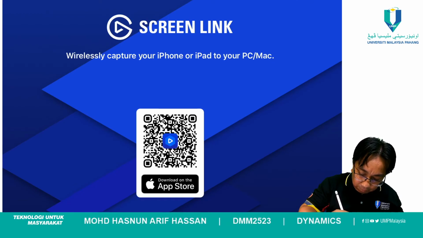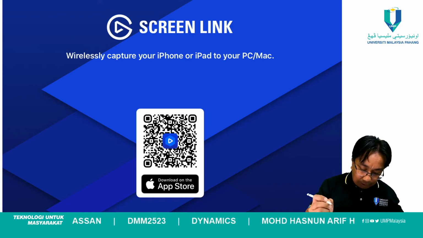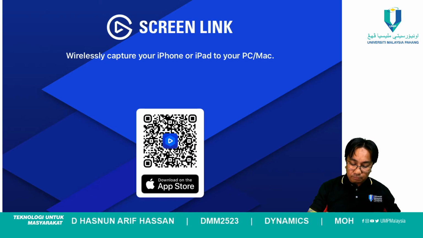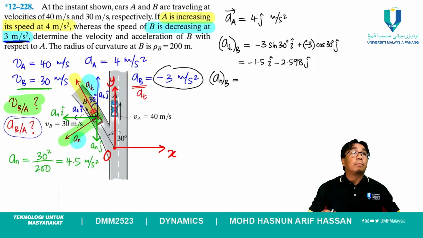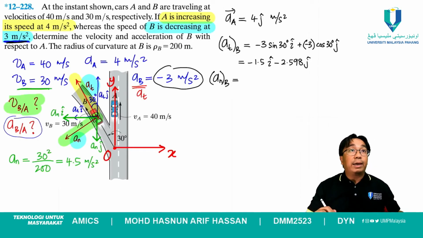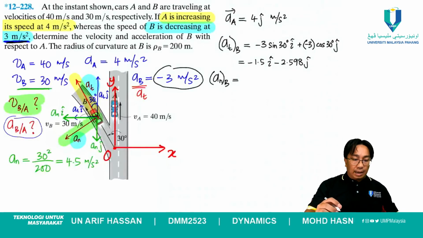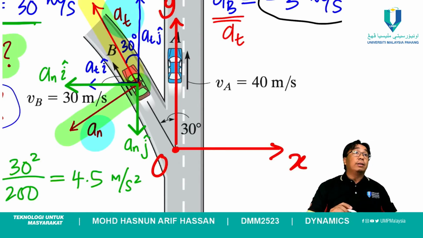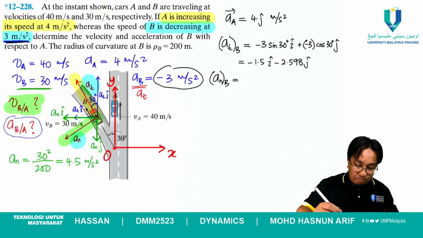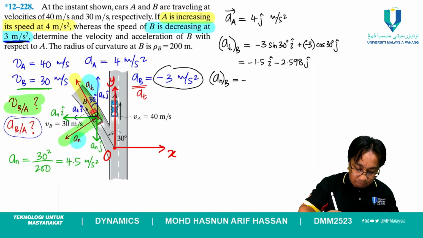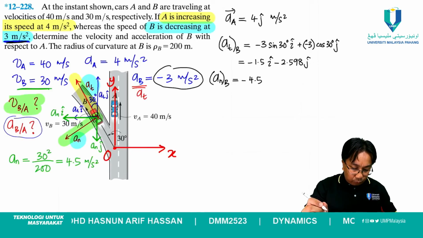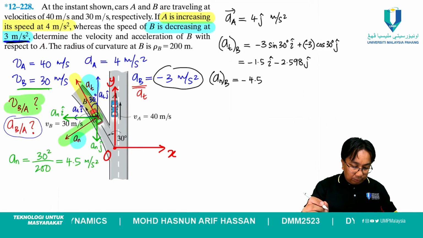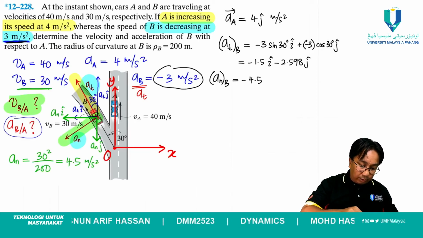So a_nB is then equal to, okay, now I'm writing the equation for a_nB, the normal component. So the i component, if we zoom in, is negative. The a_nj component is also negative. So both will be negative. So a_nB will be negative 4.5. What is the angle now? The angle will be 30. So over there will be 30 degrees also.